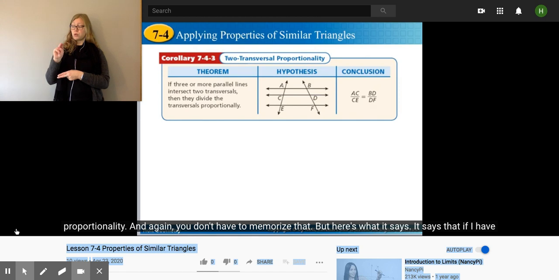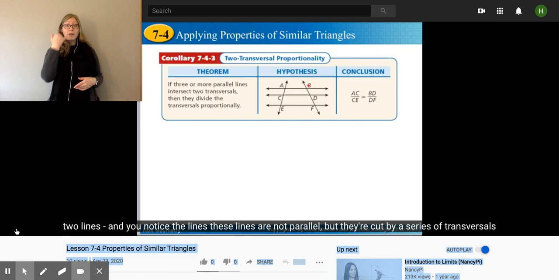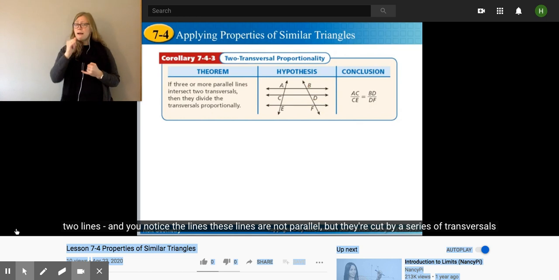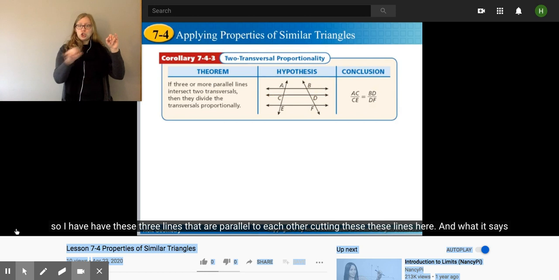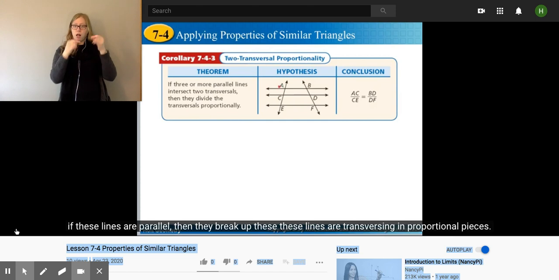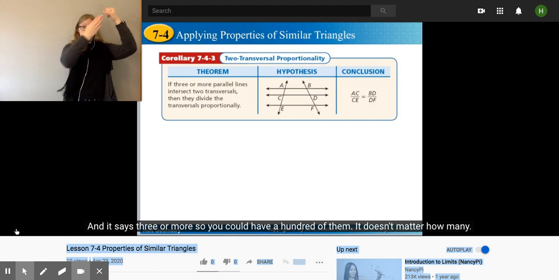It says that if I have two lines, and you notice these lines are not parallel, but they're cut by a series of transversals that are parallel. So I have these 3 lines that are parallel to each other, cutting these lines here. And what it says is that if these lines are parallel, then they break up these lines they're transversing in proportional pieces. And it says 3 or more, so you could have 100 of them. It doesn't matter how many.